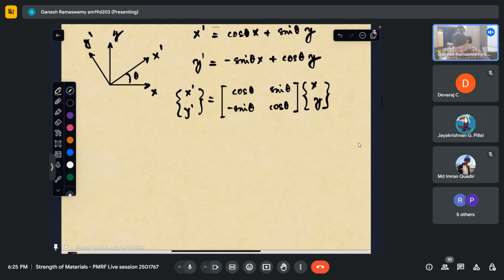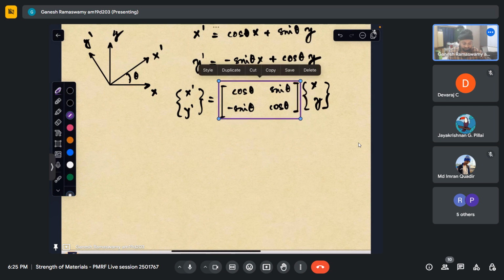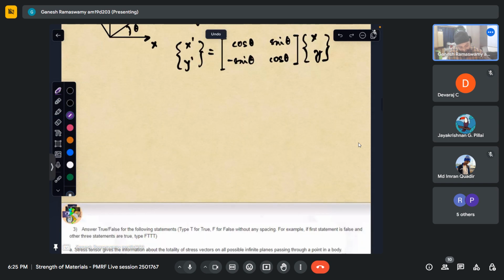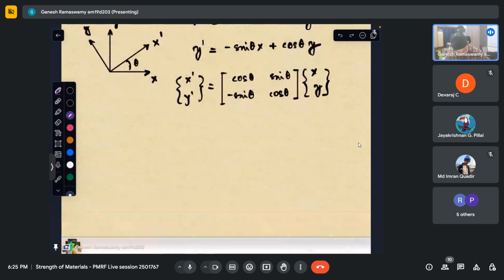So what this means is that this is a matrix basically that rotates a vector in the xy plane to a new coordinate system x prime y prime. So any vector that I have represented in the xy coordinate system, if I multiply by this matrix, it will give me the components of that same vector in the x prime y prime coordinate system. So far so good. So this is one information that we have.